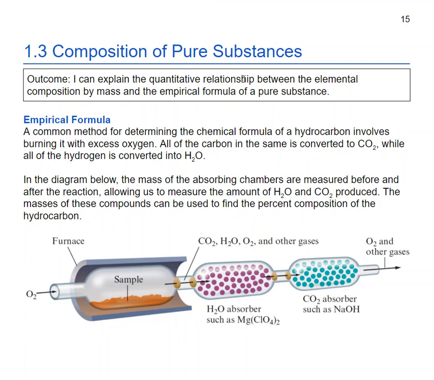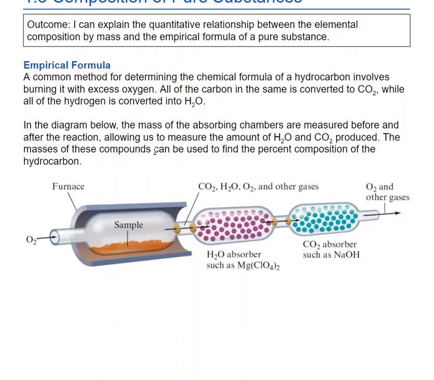This is 1.3 composition of pure substances. So our outcome is I can explain the quantitative relationship between the elemental composition by mass and the empirical formula of a pure substance. So this picture here is showing a common method for determining the formula of a hydrocarbon.